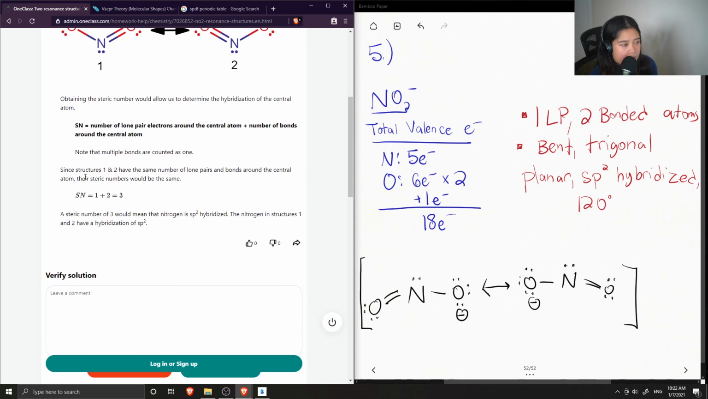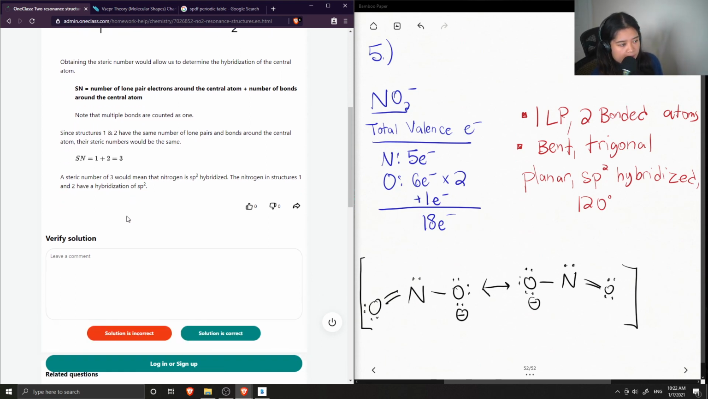So since structures 1 and 2 have the same number of lone pairs and bonds around the central atom, both their steric numbers would be the same. It's equal to 3. Steric number of 3 would mean that nitrogen is sp2 hybridized. The nitrogen in structures 1 and 2 have a hybridization of sp2. Yep, so that's another method of doing it as well. It's pretty much the same thing. So this solution is correct.